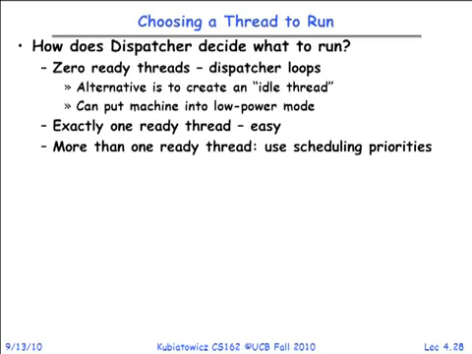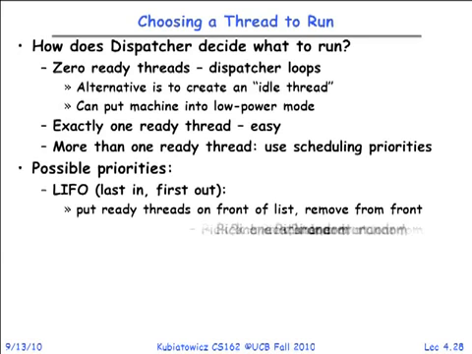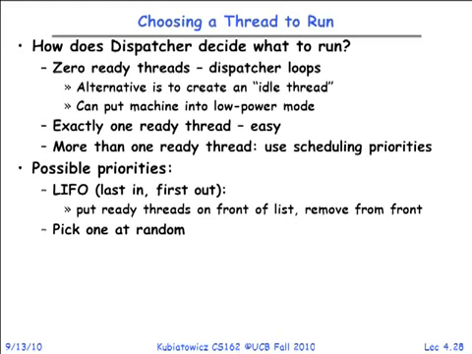How do I pick priorities? Well, I don't know. I could do last in, first out. Turns out this particular policy works for certain types of parallelism pretty well. I could pick one at random. Now, the problem with picking one at random is you want to make sure that you eventually get to everybody. Okay, but that's certainly a possibility.